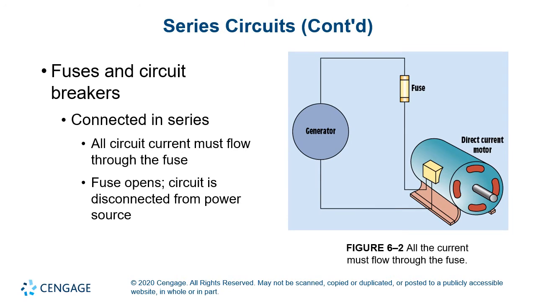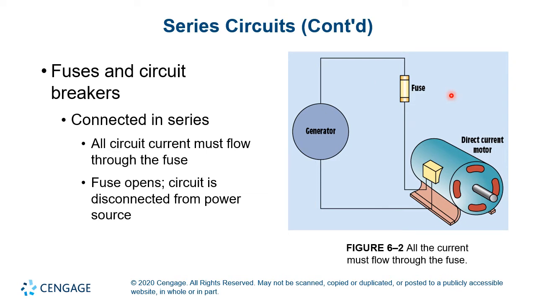Now, an example of a series circuit that most people are familiar with is essentially any circuit that includes a fuse or a circuit breaker. For example, take a look at this one down here. We have a DC motor, and we have some form of generator over here. We're not defining that. It could be a battery or a power supply. All of our current is going to flow through this fuse.